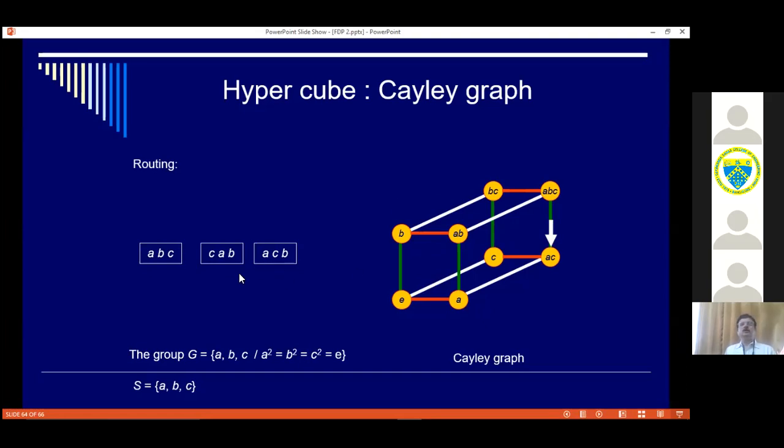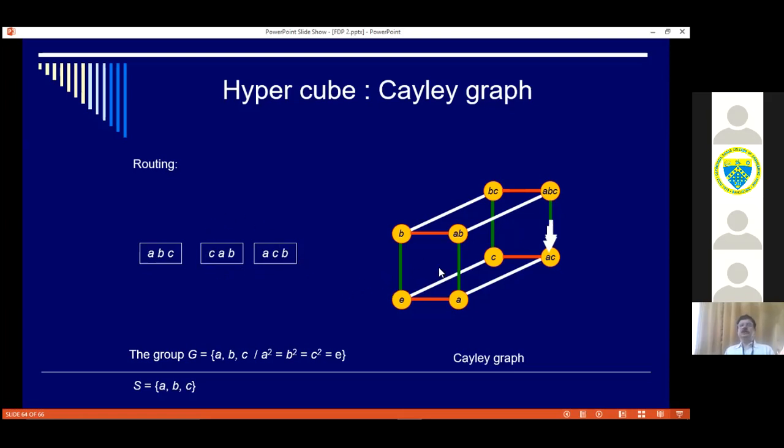Next, CAB, you start from the same one, CAB. It will start from C, A, B. You reach the same point. ACB, from the same one, ACB, it will reach the same point. So these are not different. This is nothing but a method of routing. In this structure we are constructing using groups and graphs. This is called hypercubes. In that, this type of algorithm is very easy to find out.